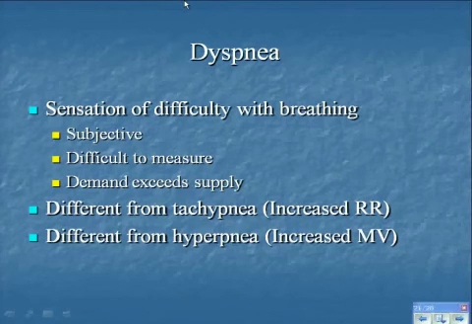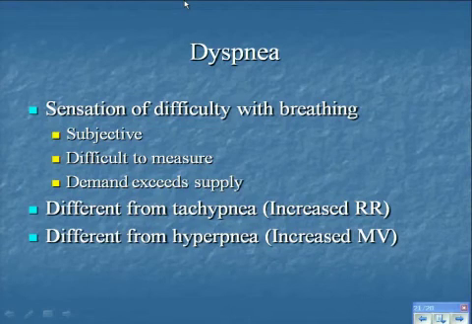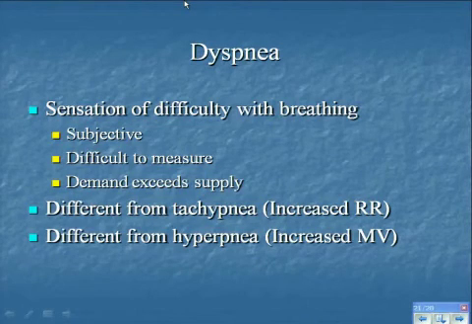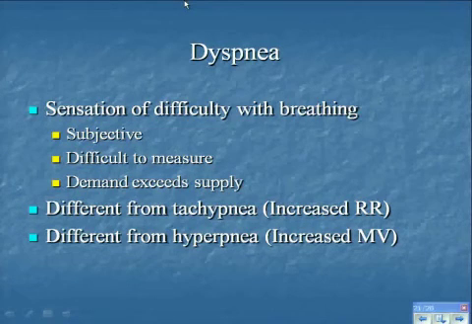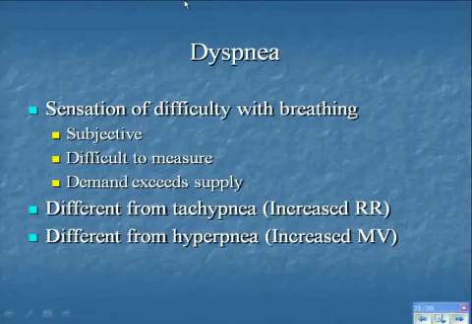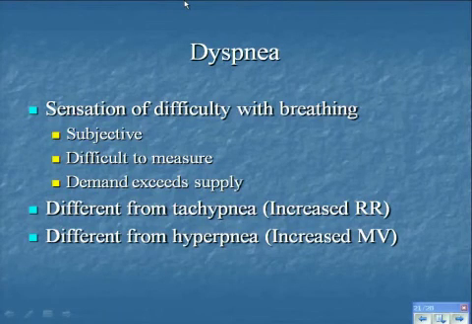Dyspnea is a very bad problem, and it's subjective, and that's what makes it very difficult. It's just a sensation of difficulty breathing, and it's really difficult to measure; usually demand is exceeding supply. It's really different from tachypnea, because tachypnea can just be a physical sign of increased respiratory rate, as can hyperpnea, which is an increase in minute ventilation. Dyspnea is actually a sensation that the person has of shortness of breath. Now, if you have somebody who's dyspneic, don't blow them off. It's actually a pretty serious problem.